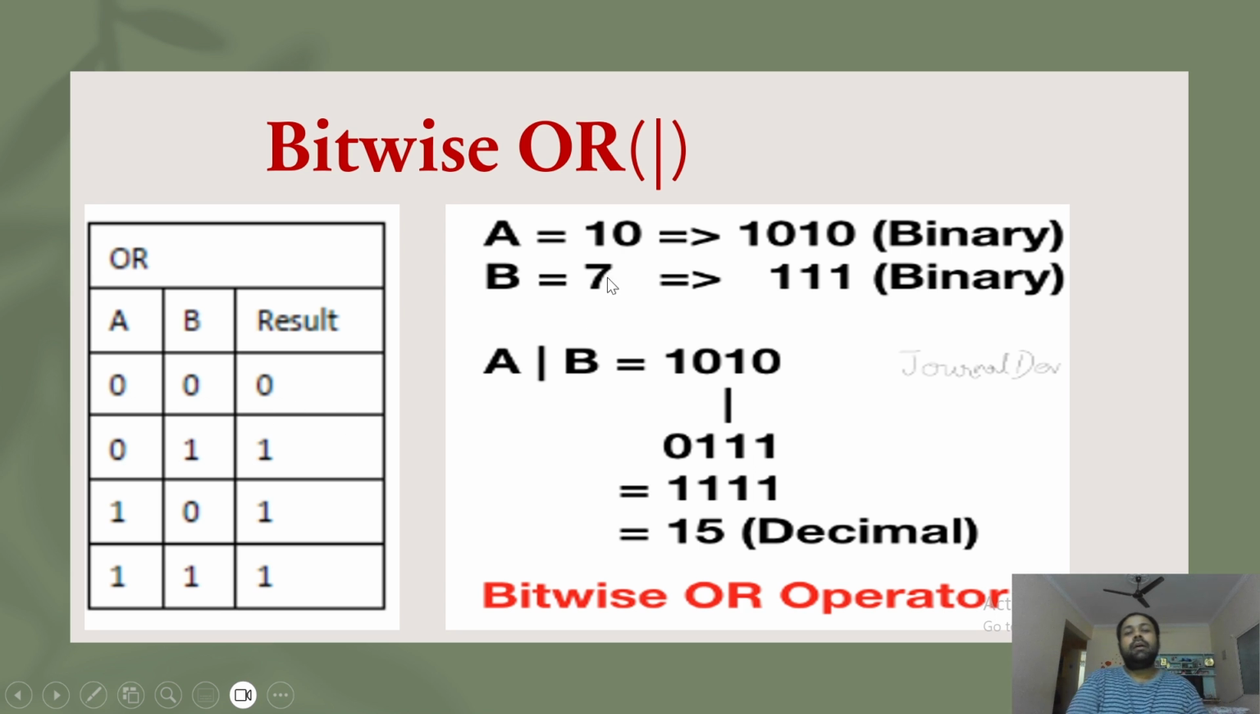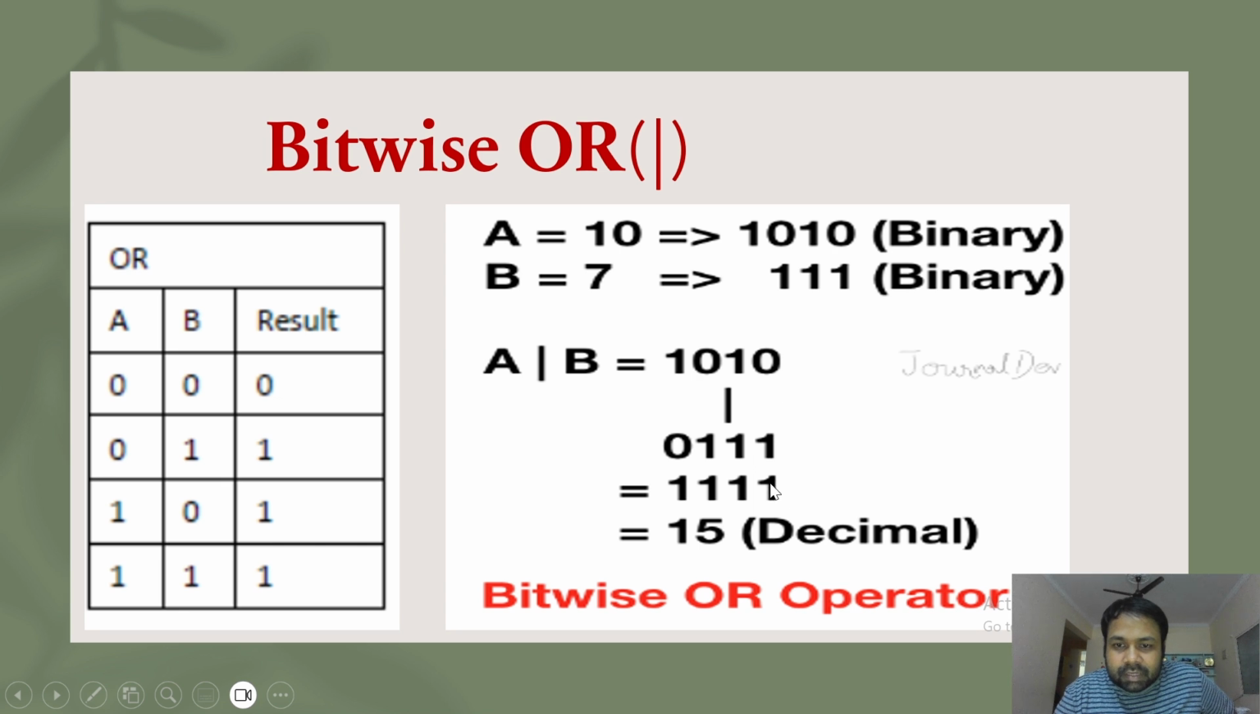Now let me see the example for Bitwise OR. A value is 10, B value is 7. So the binary representation is this. You can see in the starting of this video how I have explained the binary representation. In the similar way it is converted to a binary number: 1010 is 10, and 111 is 7, and on the left side you can write 0. So you are performing bitwise OR operation between these two.